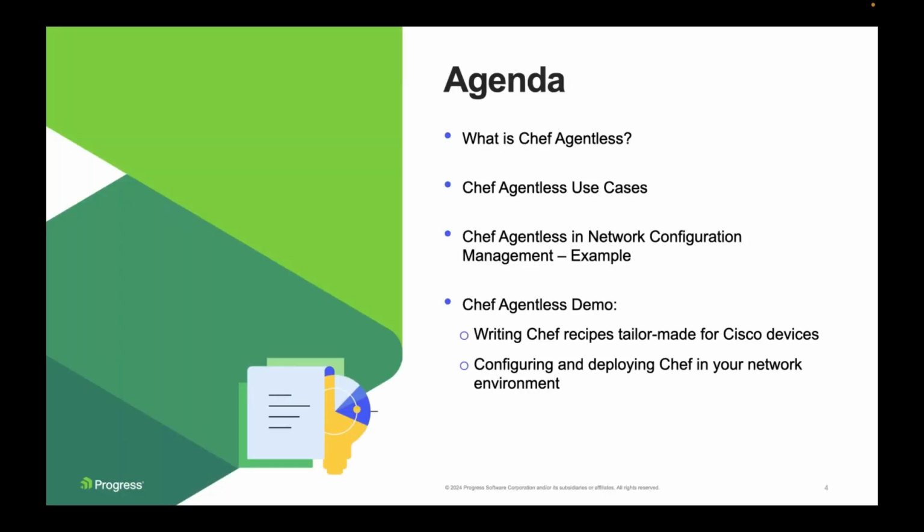So today we're going to go over what is Chef Agentless. We'll go over some example use cases of where this might apply, where it might fit. We'll take a look at a demo and a very specific use case in terms of network appliance configuration, specifically looking at Cisco devices. Although the approaches and techniques that we'll look at here can apply to other vendors as well, depending on implementations and things like that.